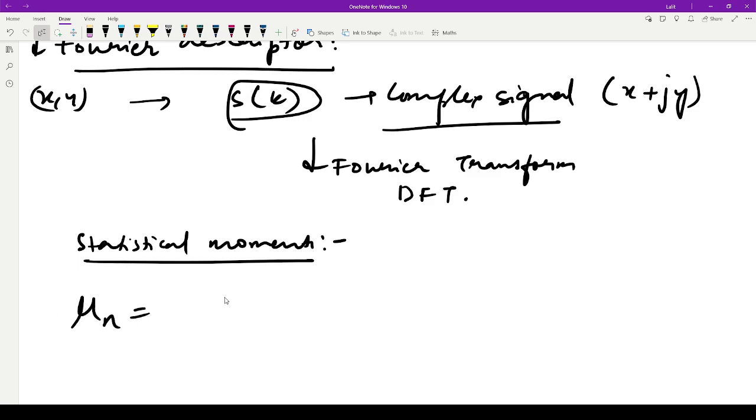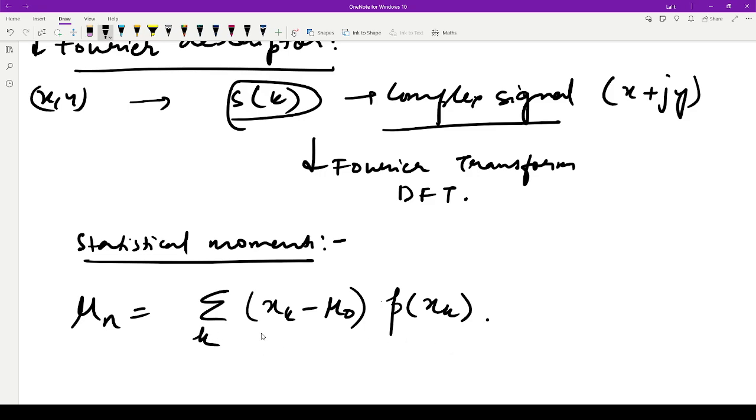This is mu1, the summation over k of xk minus mu0, into the PDF at xk. That's how it is defined. So mu n is xk minus mu0 to the power n. So this is the nth order moment.